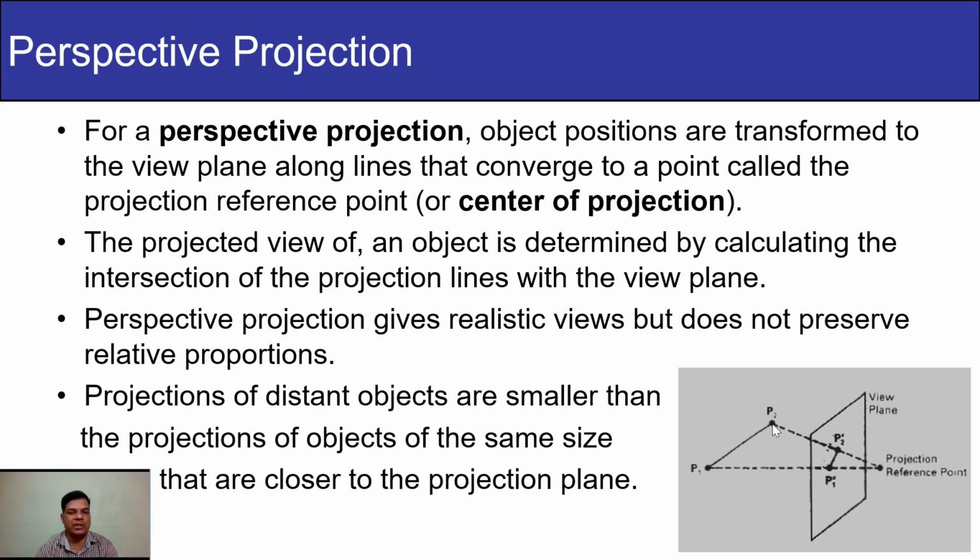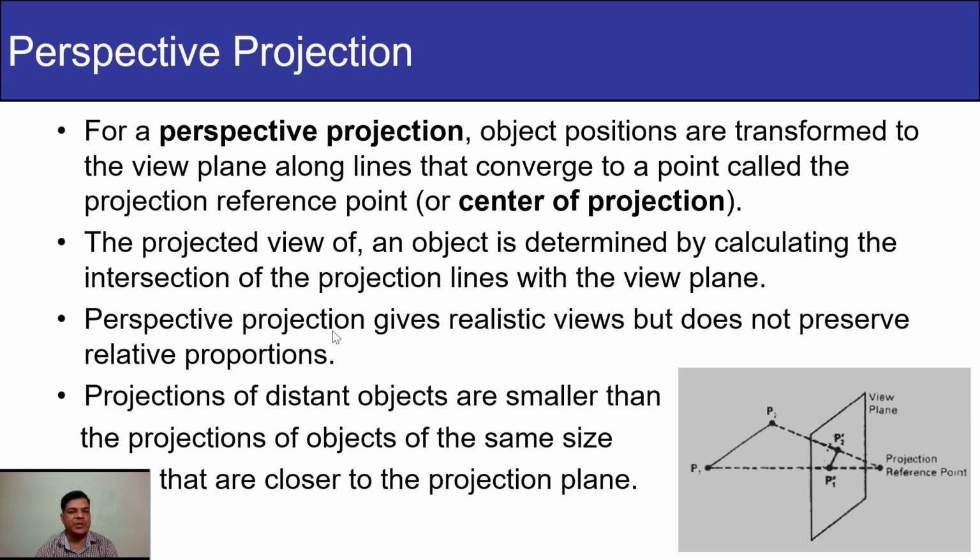So here you can see in the figure that we have one line with end points p1 and p2, and these dashed lines are the projection lines, and they intersect at the view plane. The intersection points define the new coordinates of the object, and after some distance the projection lines converge at a point which we call the projection reference point. The projected view of an object is determined by calculating the intersection of the projection lines with the view plane.